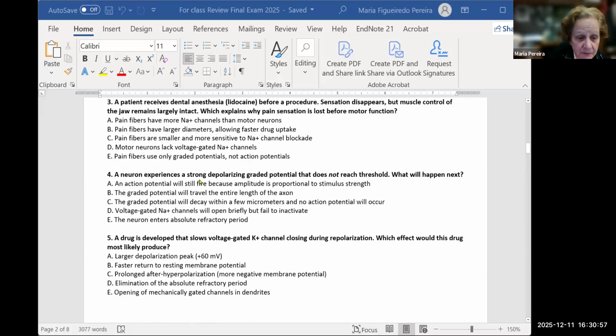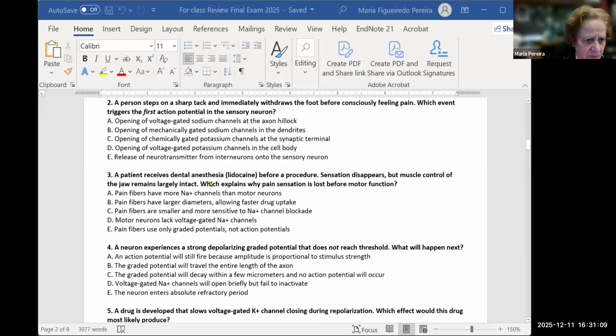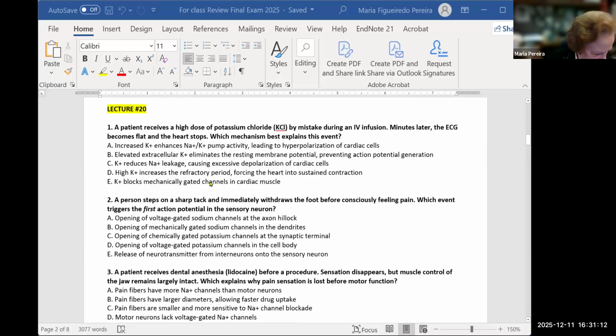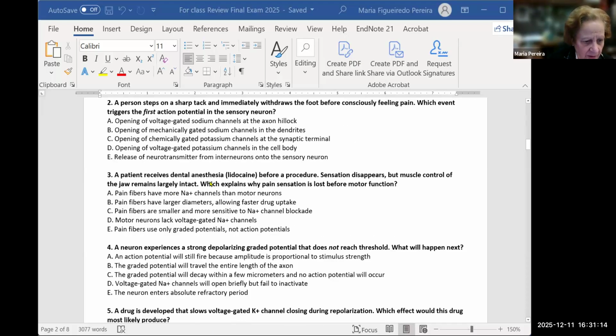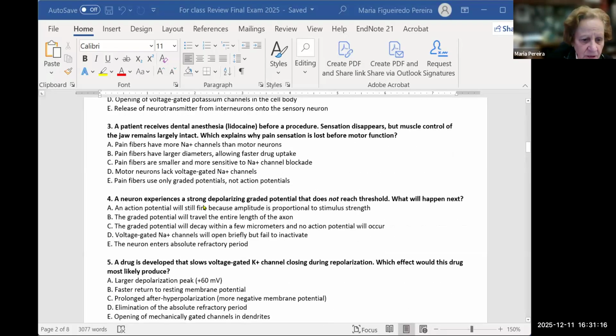A neuron experiences a strong depolarizing graded potential. So, a depolarizing graded potential that does not reach threshold. What will happen next? Anyone want to guess?